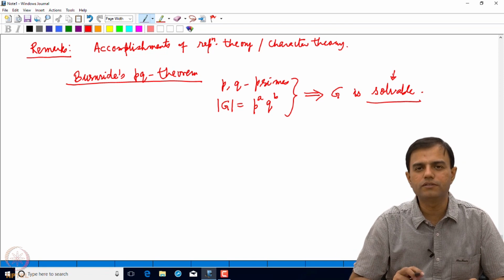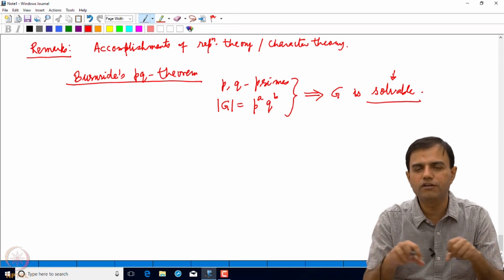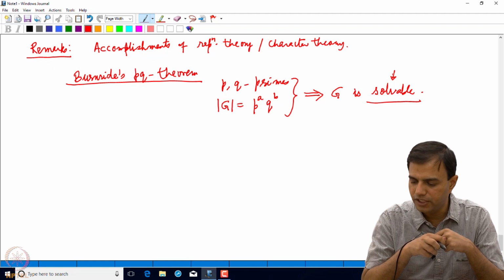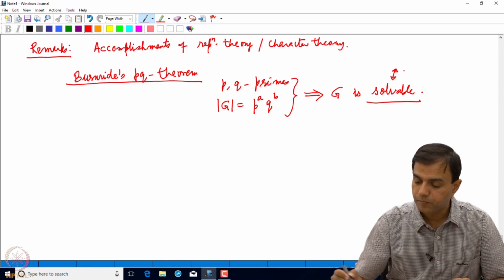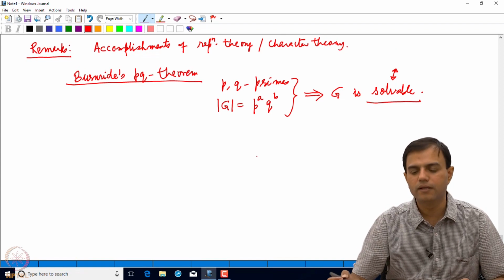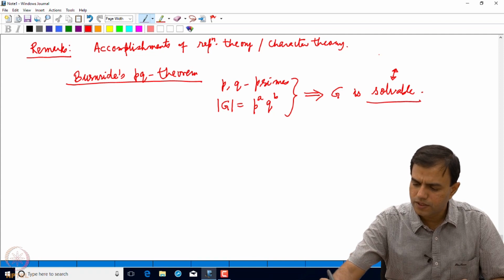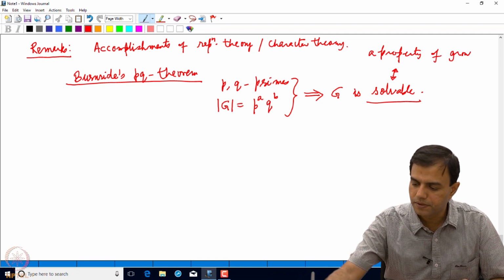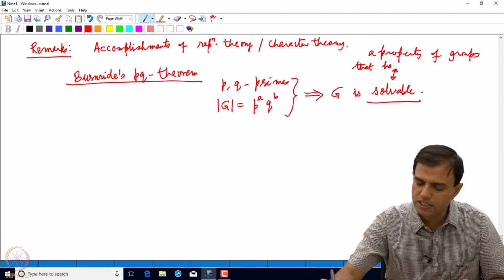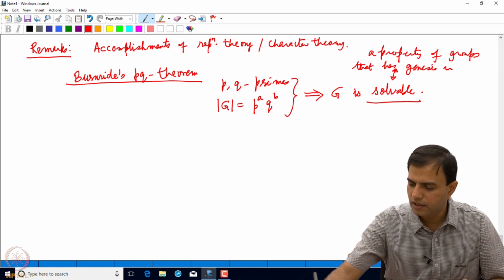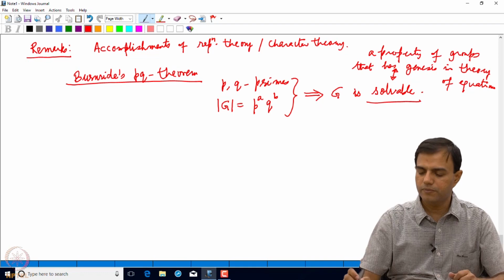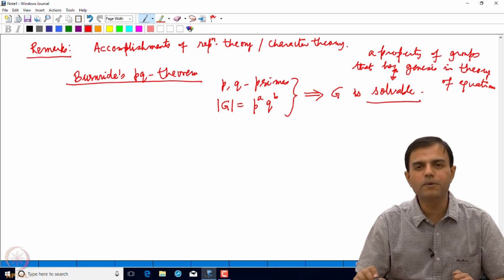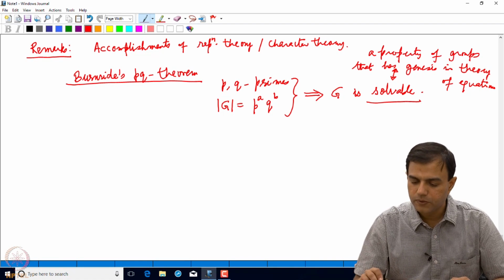A solvable group can be understood in terms of what is called a descending chain of groups, the derived chain of the group. But let me just say that solvability has something to do with the solvability of certain polynomials. So solvability is an important property of groups that has its genesis in the theory of equations, the theory of polynomial equations. So the Burnside PQ theorem is actually a statement purely in group theory, but one can prove it using character theory.